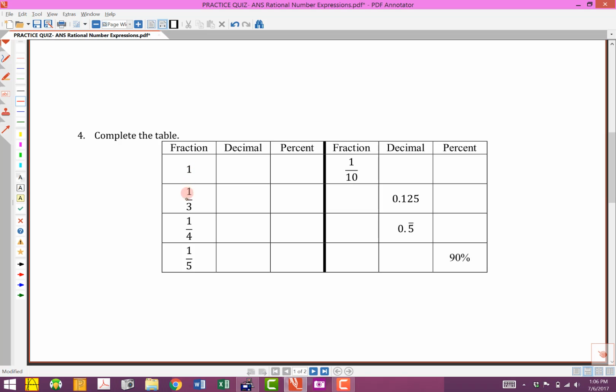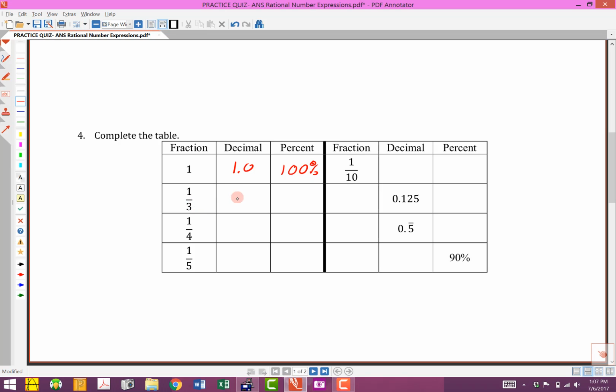So I've got the fraction format here. We want to put the decimal, then the percent. So 1 as a decimal, if you wanted to put it as a decimal, 1.0. As a percent, again, we move the decimal over 2 places, so that would represent 100%.